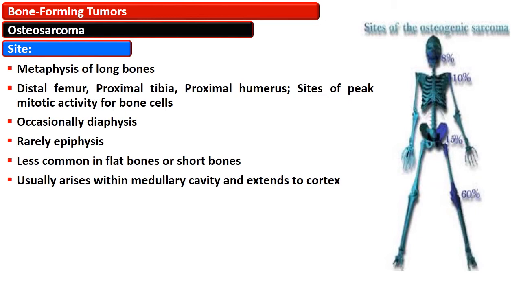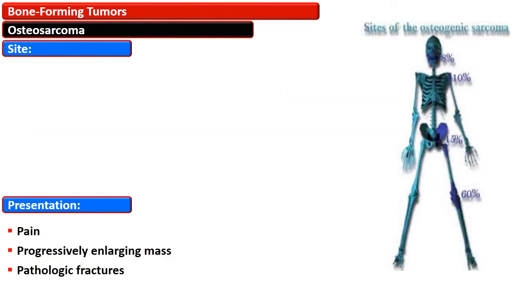Occasionally diaphyses and rarely epiphyses are also involved, and it is a more common tumor of the long bone, and it is less common in flat bones or short bones, and this tumor usually arises within the medullary cavity and extends to the cortex. Clinically it presents with pain, a progressively enlarging mass, or sometimes with pathological fracture.